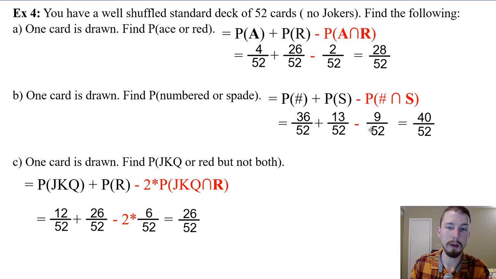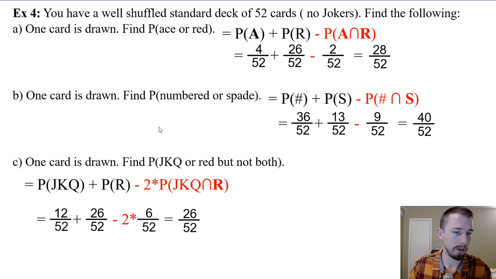And then how many of them are numbered spades? Well, there are 9 ranks that are numbered, and so there would be 9 numbered spades. So we subtract those 9 because they got counted twice. So that would really just be 4 more than this, which would be 40 out of 52.